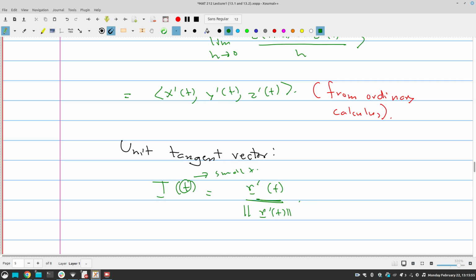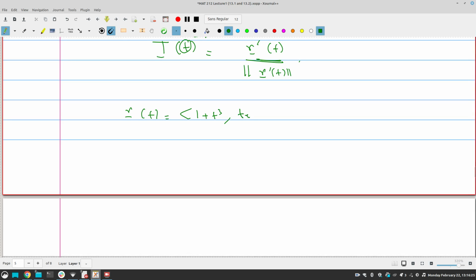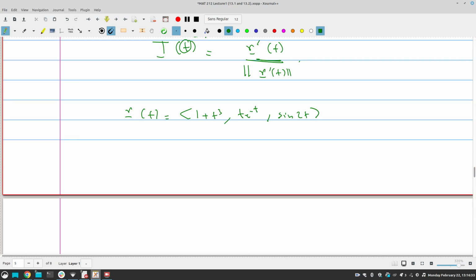Example 1 on page 899. We're given r of t equals 1 plus t cubed i, comma, t e to the minus t j, and of course sine 2t k. What is r prime of t?